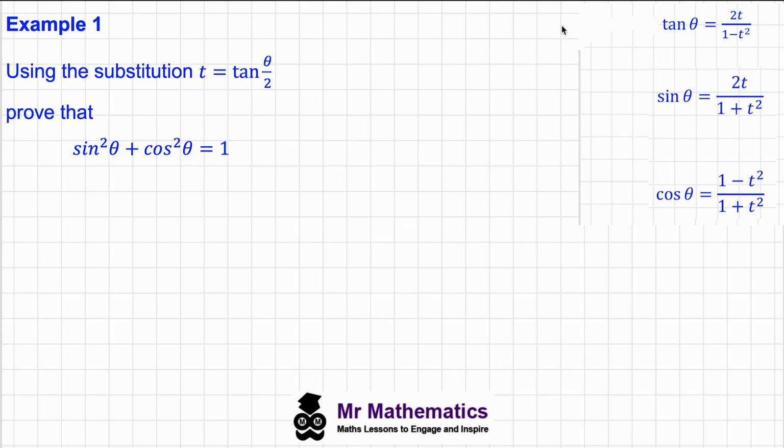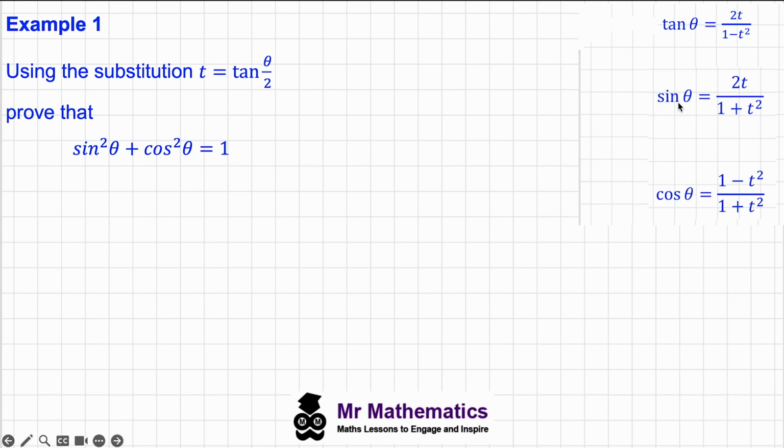Hello everybody. In this video I want to show you how we can use the t-formulae to prove trigonometric identities. In a previous video I showed you that when t equals tan of theta over 2, we can apply each of these formulae in place of tan, sine and cos. We're going to use these to prove sine squared theta plus cos squared theta equals 1.